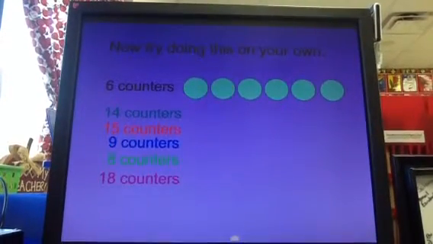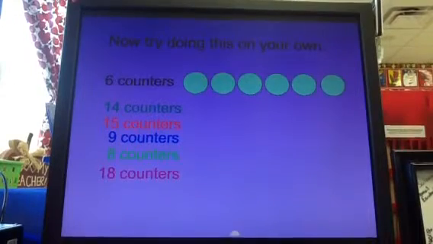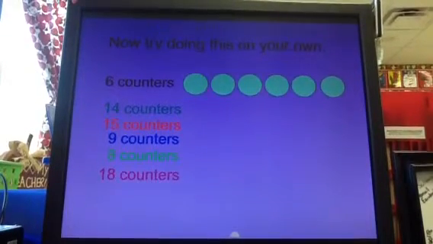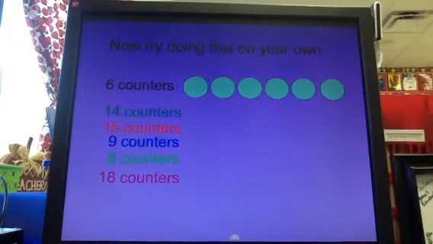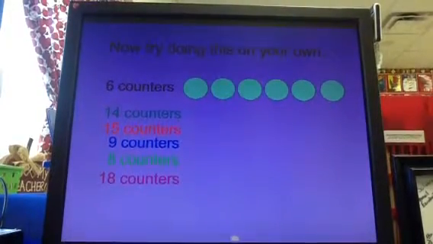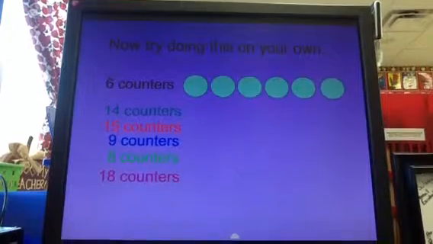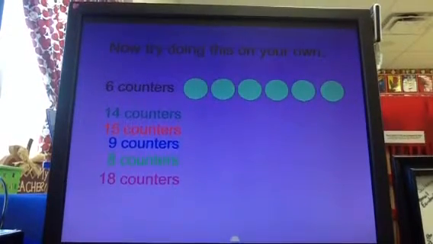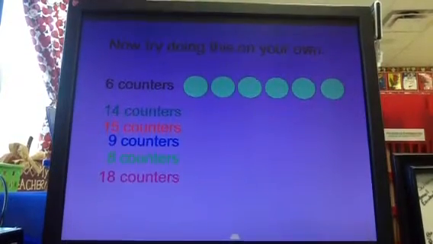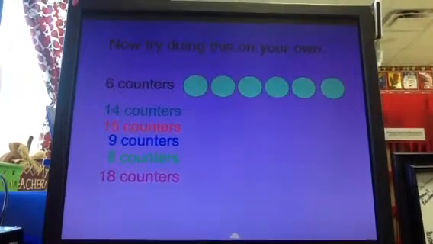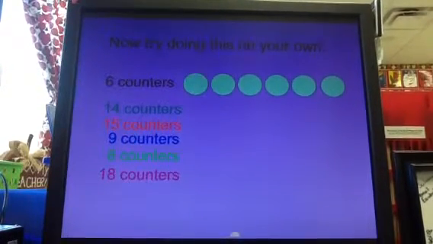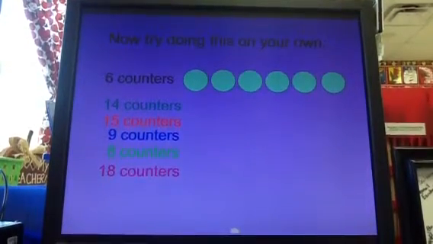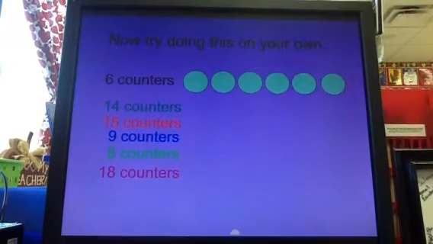Now here's where you can pause and try this on your own. You can start with 6 counters and try to figure out how many equal rows you can make with 6 counters and come up with the number sentence that would match that. Then try 14 counters, 15 counters, 9 counters, 8 counters, and 18 counters. So here's where you'll pause and try to figure out all the combinations you can.